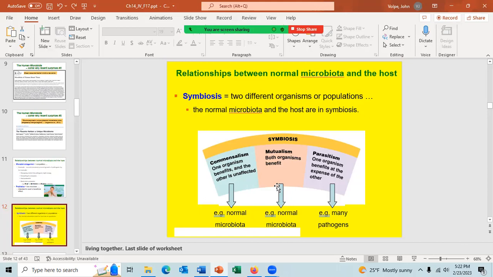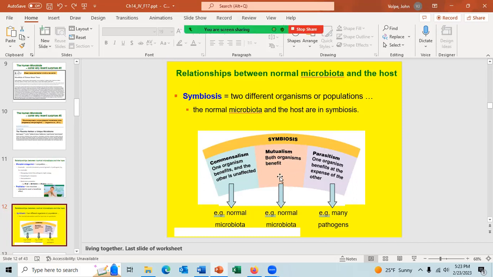There's also mutualism where both organisms benefit, and many of the normal microbiota form a mutualistic relationship with us. Like E. coli in our gut, E. coli gets a home, E. coli gets food. When we eat, E. coli can get that food, but E. coli helps us digest our food, and so it benefits us. I think I'll just leave it there.